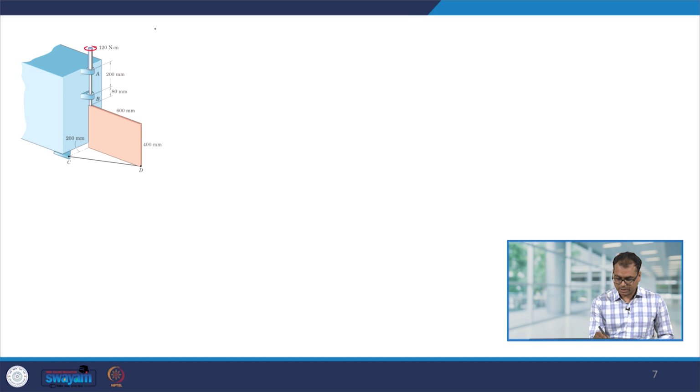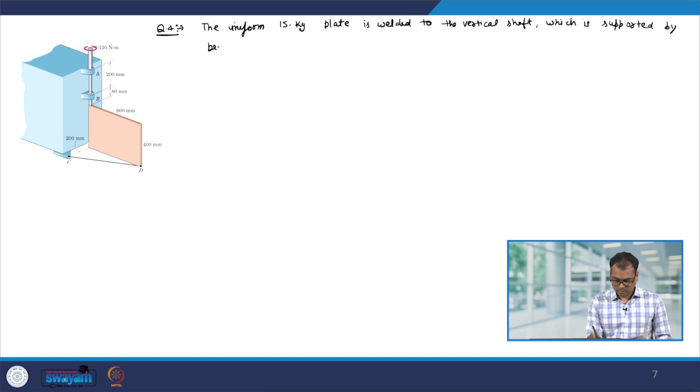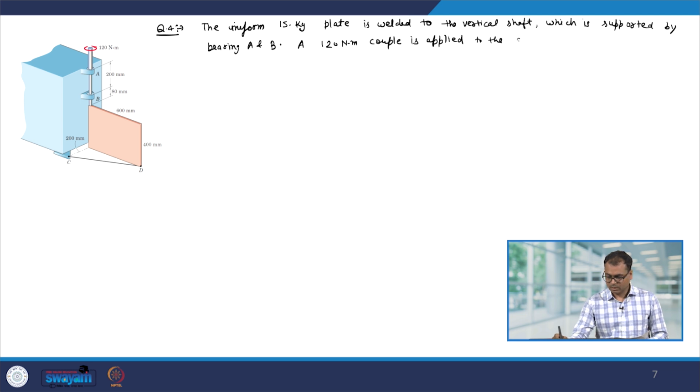And here the problem statement is the following. The uniform 15 kg plate is welded to the vertical shaft, which is supported by bearing A and B, and a 120 Newton meter couple is applied to the shaft.